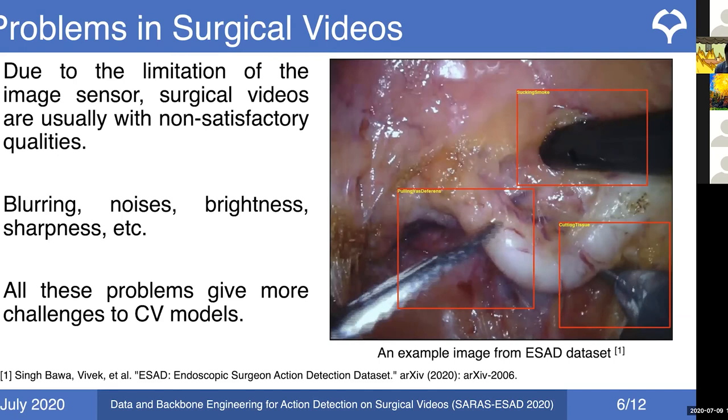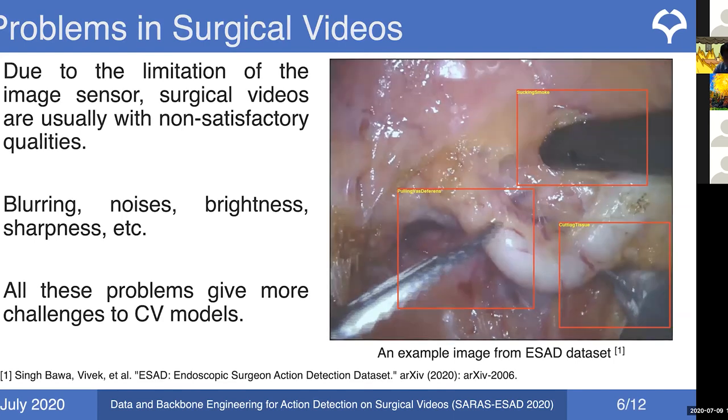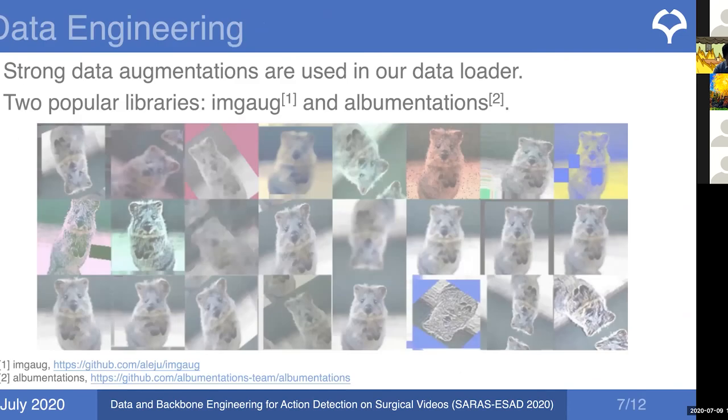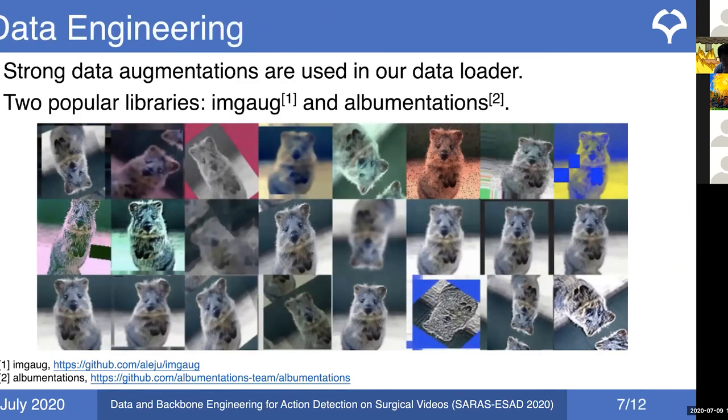So to better address this problem, we give very strong data augmentations to the dataset. There are two popular data augmentation libraries now, the first one is imgaug, and the second one is the Albumentations. So we use most of the available augmentations in these two libraries, and we find a huge performance boost after we use these data augmentations.